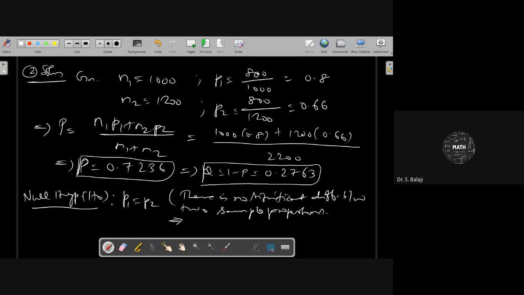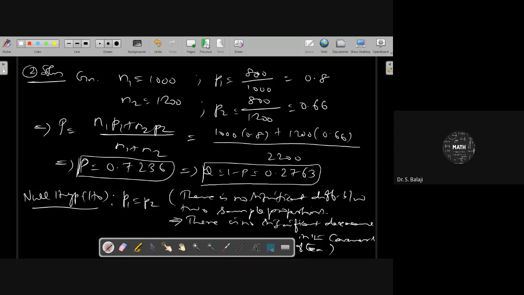What will be the implicit meaning here? There is no significant decrease in the consumers of tea after the increase in excise duty. This is P1 equal to P2.